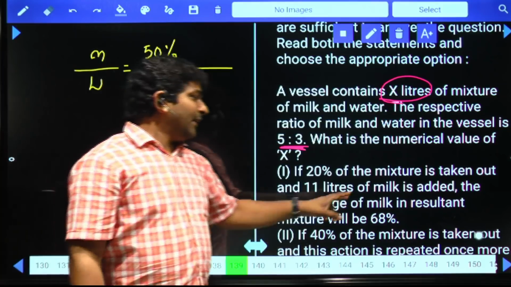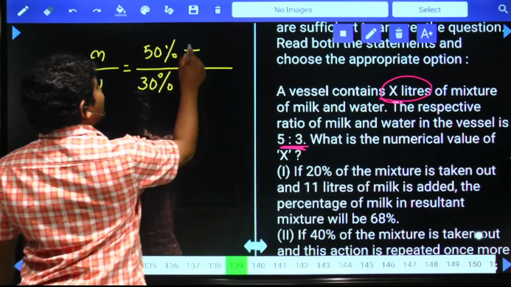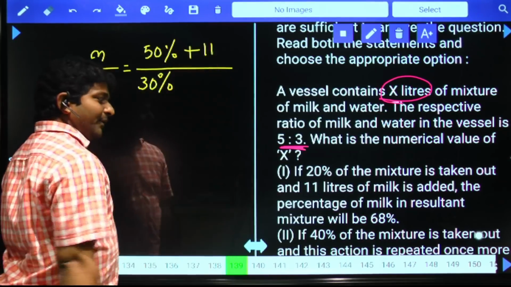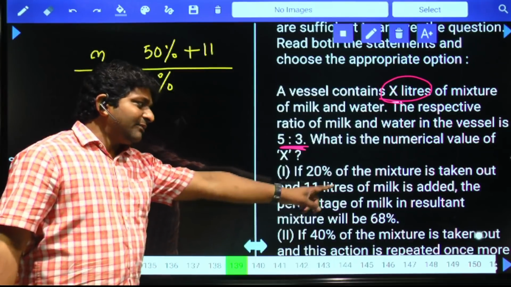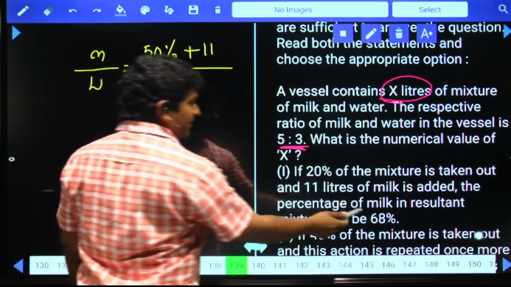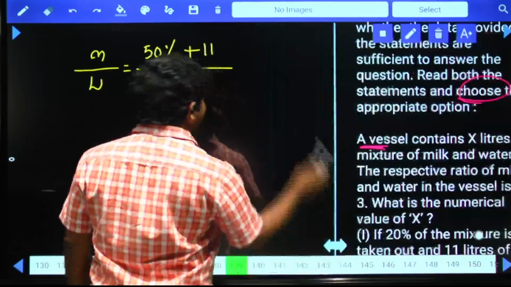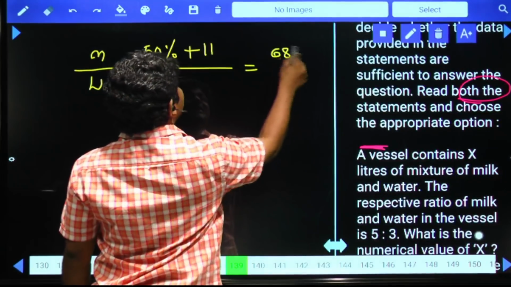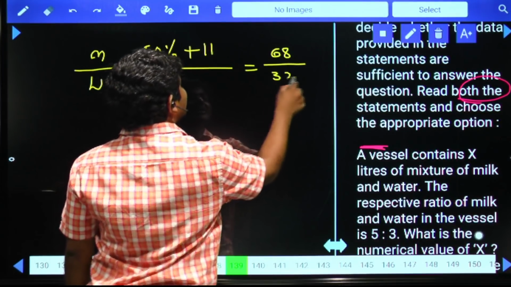Now 11 liters of milk is added. To this we are adding 11 liters of milk. Now the percentage of milk in the resultant mixture is 68. So if milk is 68%, water is 32%.